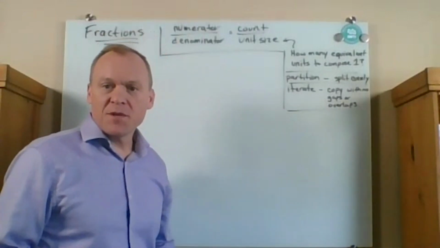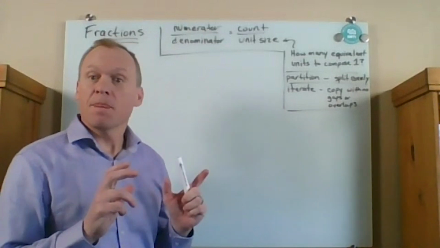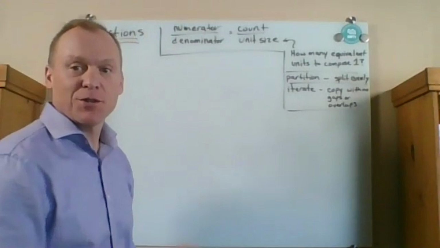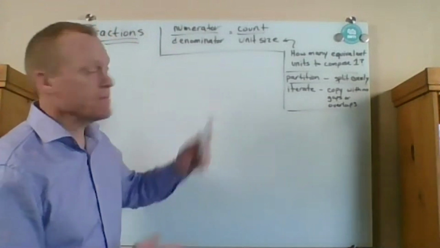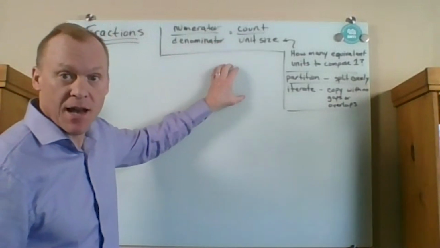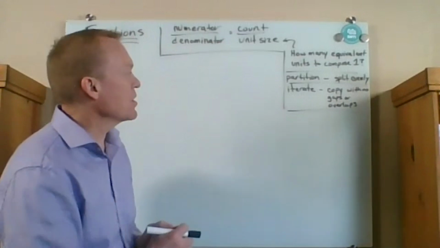My name is Jonathan Brendefur from DMT Institute, and I'm going to go through how we model adding fractions. Hopefully you just listened to how we talk about fractions, what the numerator and denominator are. We talk about the numerator as the count, and the denominator as the unit size, or how many equivalent units it takes to get to 1. So you can watch that video.